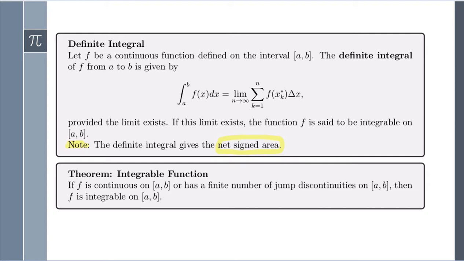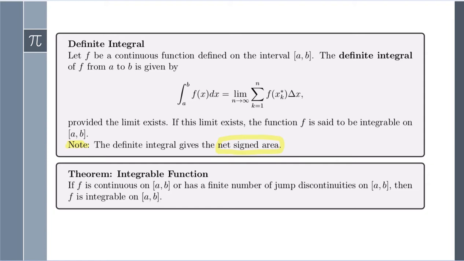Okay, so any area below the x-axis is going to subtract, and any area above the x-axis is going to be considered positive, and below the x-axis as negative. So it's going to find the net area under the curve.